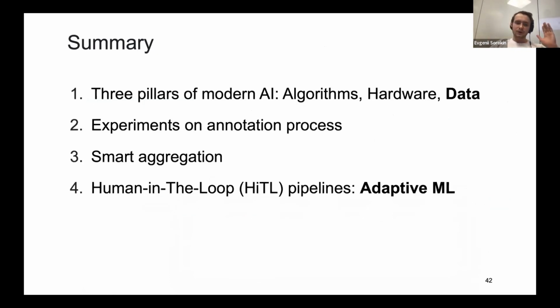Summary. We talked about the three pillars of modern AI, how to improve an annotation process, a bit about smart aggregation, and how the human in the loop pipeline improves your model.